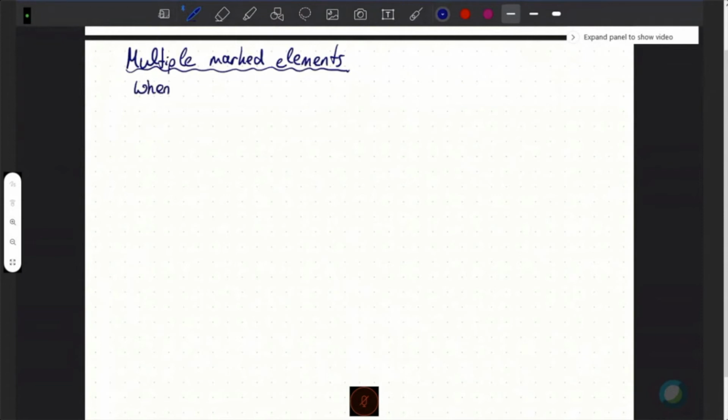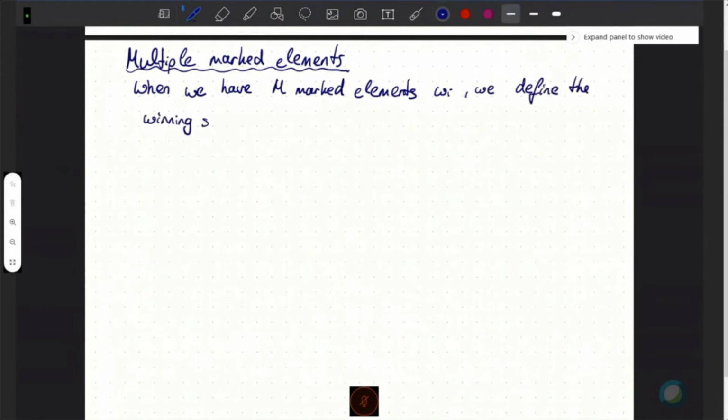But for example, when we're looking at some problems that we want to solve that have different constraints, there might be more than one solution in the end. So when we have m marked elements, and with marked elements, I mean the winning elements, the ones that satisfy our constraints, which I now call w_i, then what we do is we define the winning state as a superposition of all these marked elements. So we have to normalize it now. This is just an equal superposition of all of them.